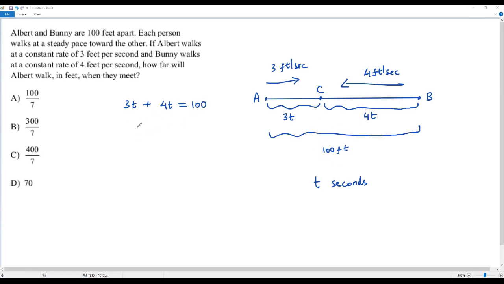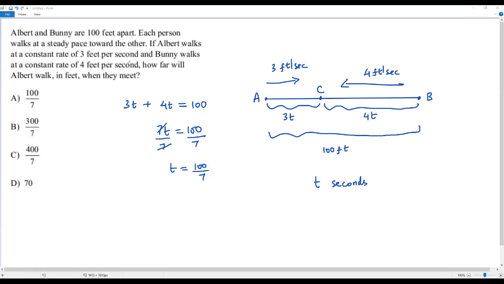Now let's solve for t in this equation. When I add 3t and 4t, I get 7t, that is equal to 100. Now let me divide both sides of this equation by 7. When I do so, this 7 will cancel. I am getting t equals 100 divided by 7.